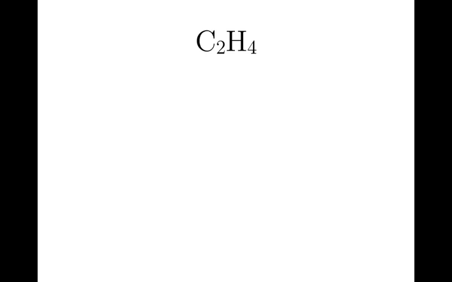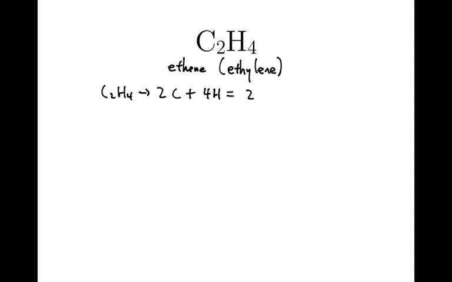In C2H4, this molecule is known as ethene, whereas organometallic chemists call it ethylene. C2H4 has 2 carbons and 4 hydrogens. So we have 2 times 4 plus 4 times 1, a total of 8 plus 4, or 12 valence electrons total. We're going to start out by connecting the carbons, and then connecting the hydrogens to the carbons.